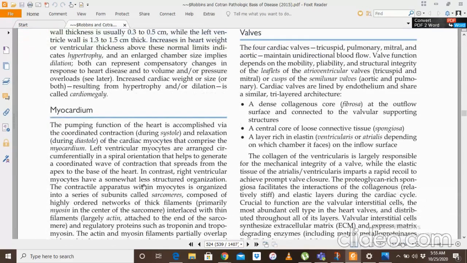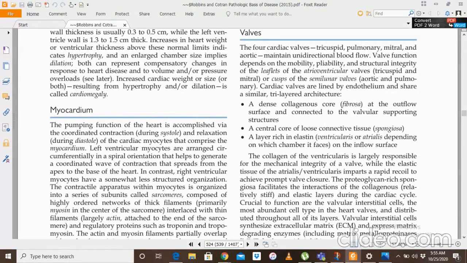Accomplished via the coordinated contraction during systole and relaxation during diastole of the cardiac myocytes that comprise the myocardium. Left ventricular myocytes are arranged circumferentially in a spiral orientation that helps to generate a coordinated wave of contraction that spreads from the apex to the base of the heart.